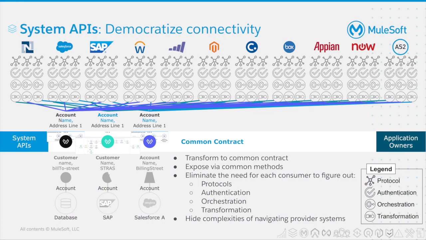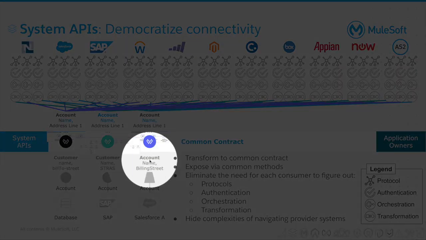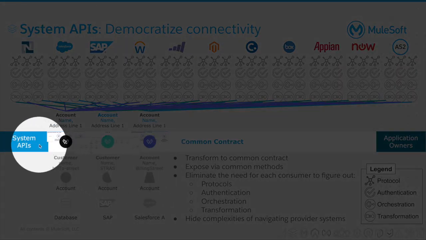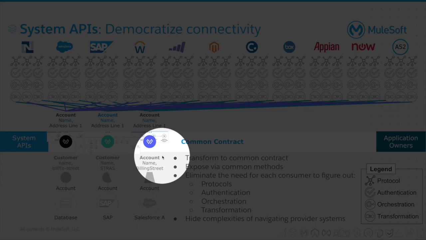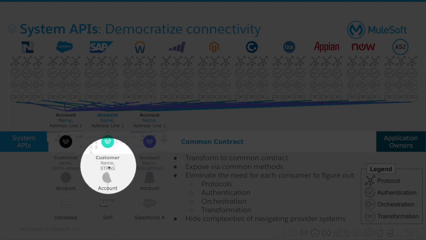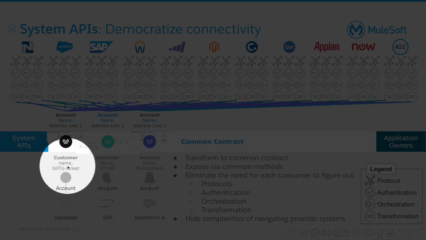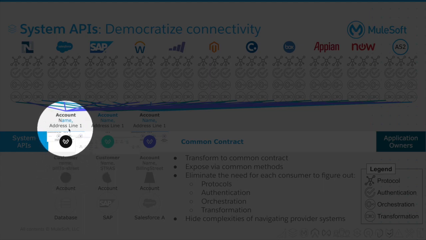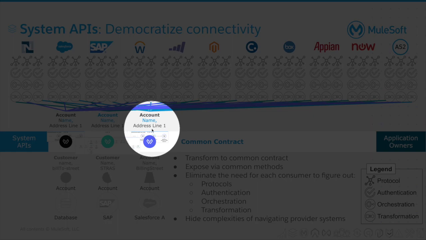So we introduced the concept of system APIs a few years ago, and what we're really trying to do with these system APIs is democratize connectivity to these back-end systems. By hiding the complexities of these back-end systems in the system layer, we take that unique, custom, vendor-proprietary format of the data and expose it in a common format.